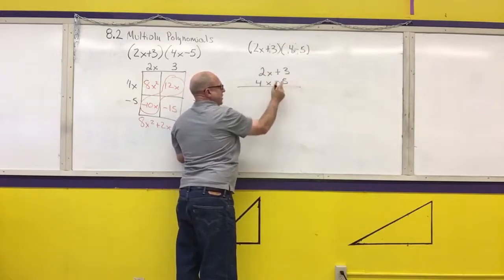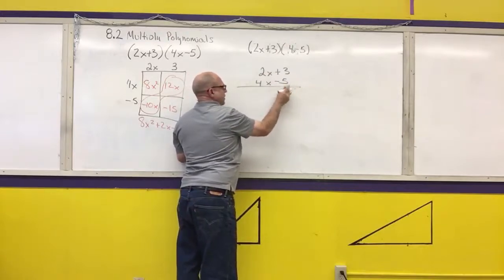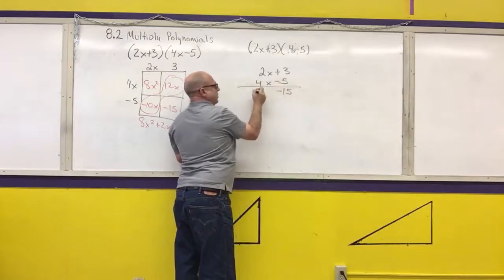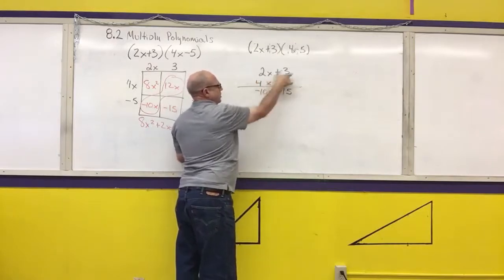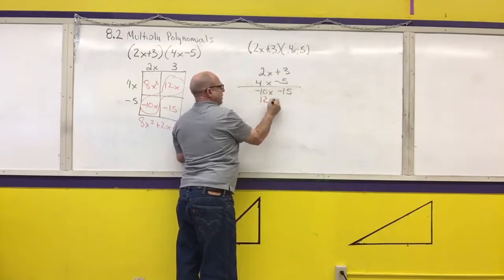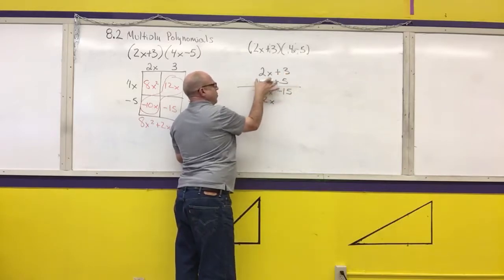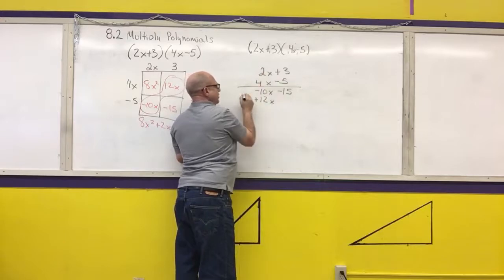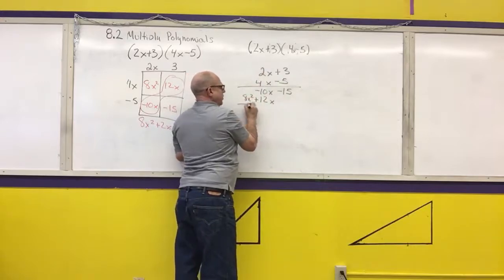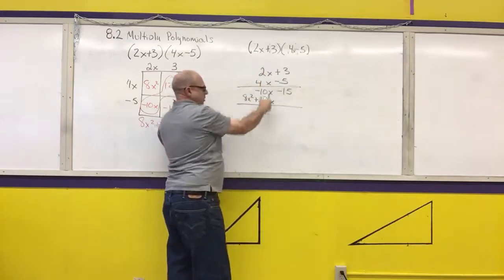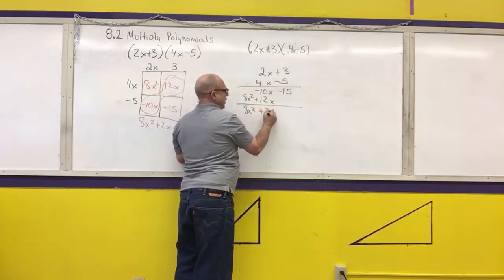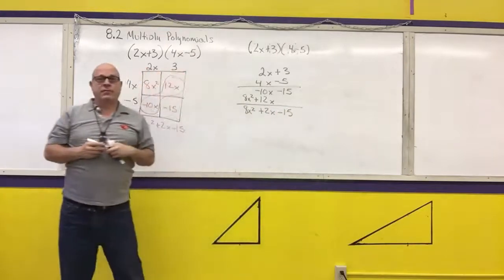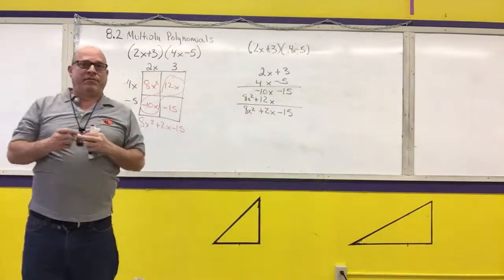Negative 5 times 3 is negative 15. Negative 5 times 2 is negative 10x. 4 times 3 is 12x. And 4x times 2x is 8x squared. And then you add your columns. And I end up with 8x squared plus 2x minus 15.